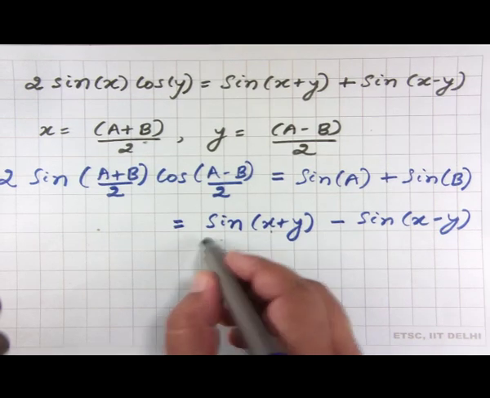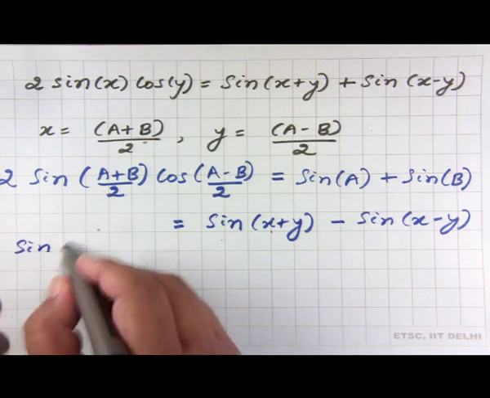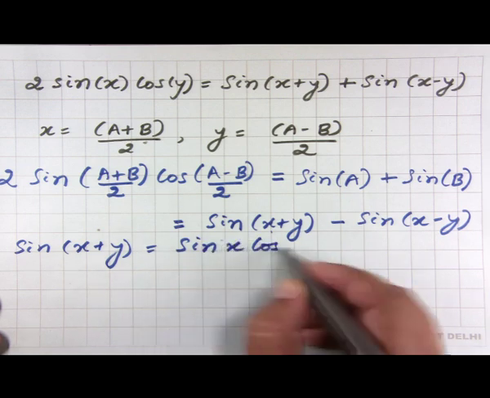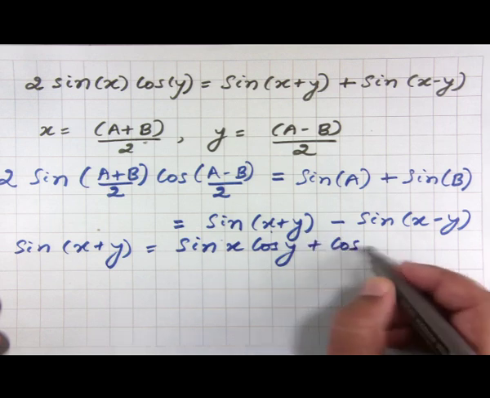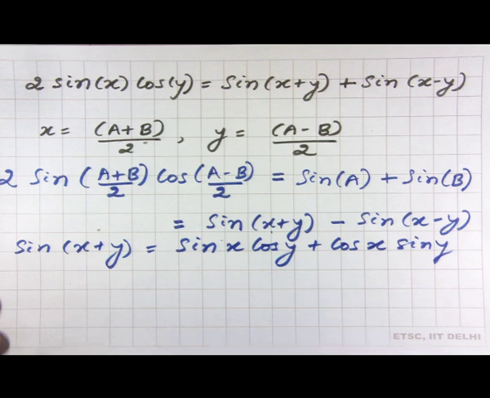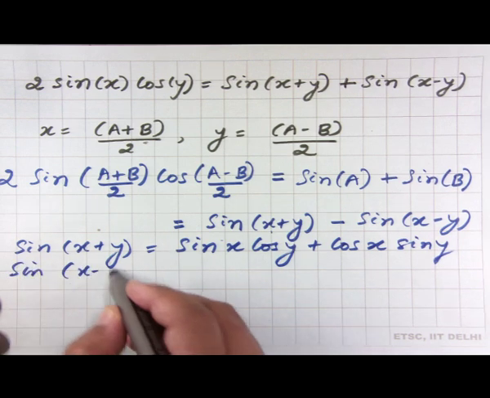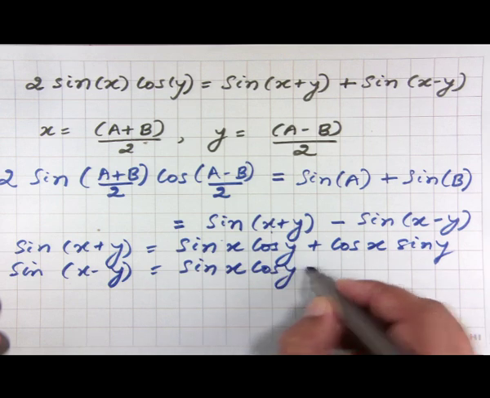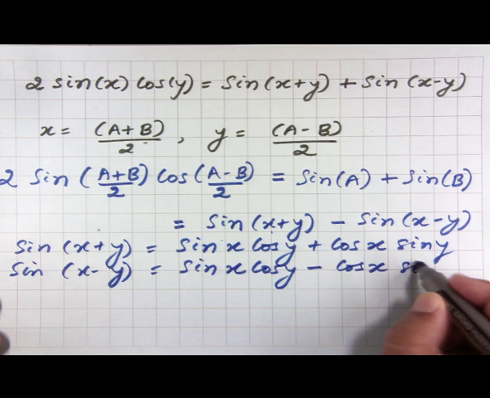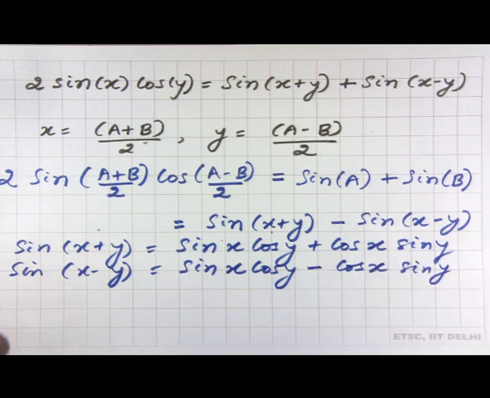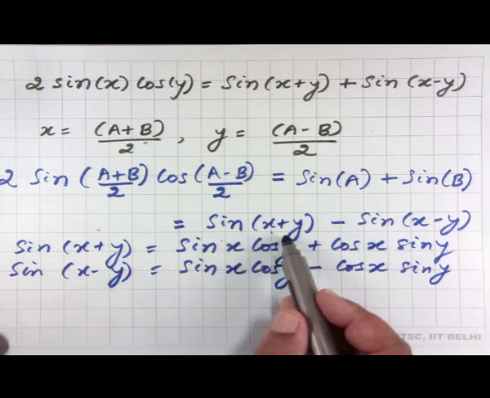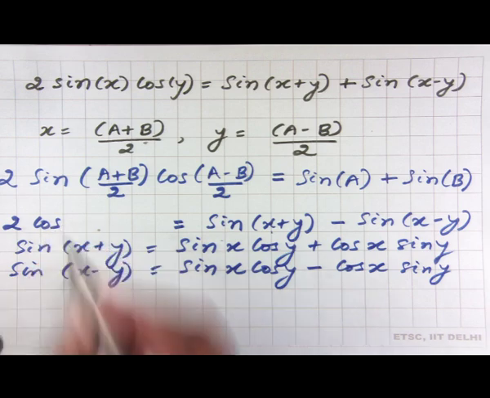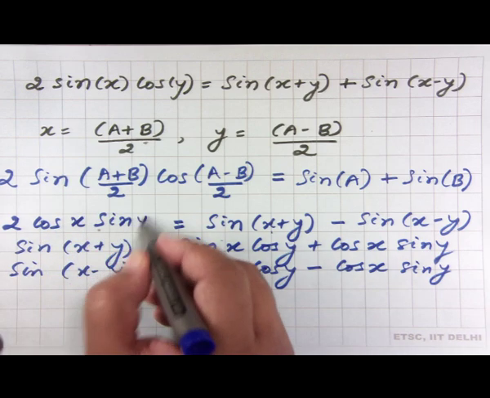so we can write it here, sine x plus y is sine x cos y plus cos x sin y, and sine x minus y is sine x cos y minus cos x sin y. So, if we subtract sine x minus y from sine x plus y, what we get is 2 times cos x sin y.